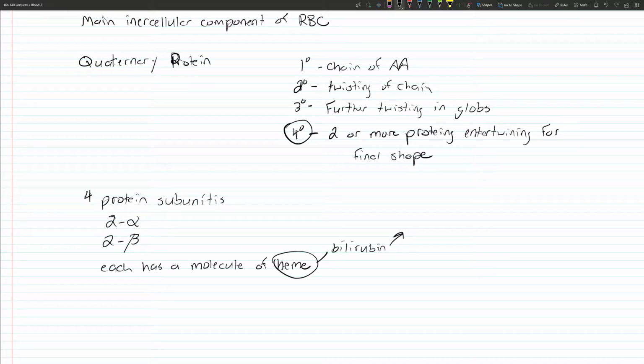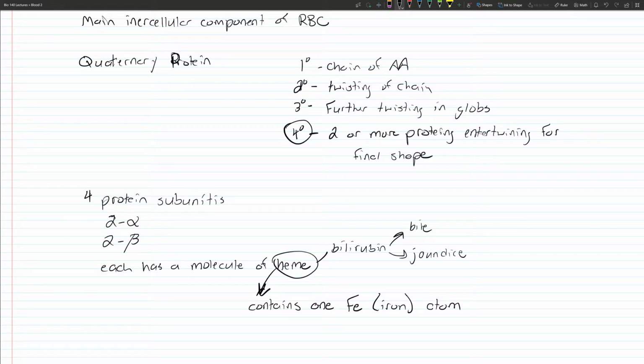And bilirubin will eventually make bile. And if it gets out of control, it can cause jaundice. The important part of this is this heme. It contains, okay, 1 iron atom. Okay. So we have 2 alphas, we have 2 betas.